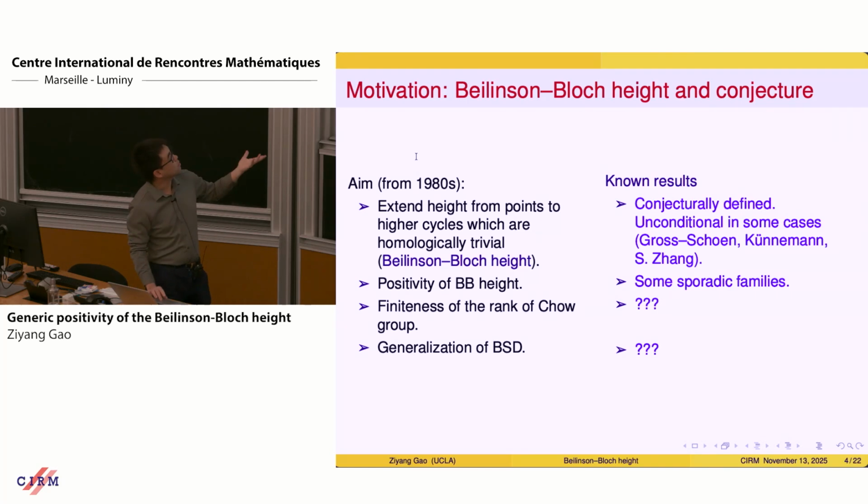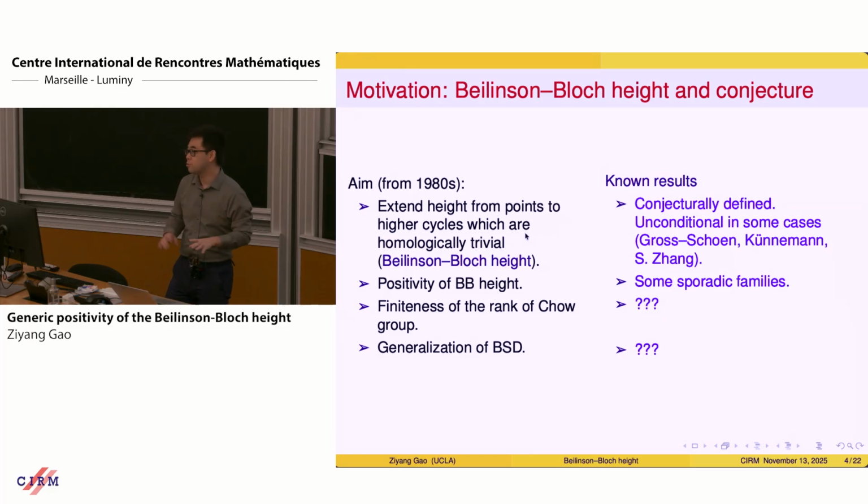And this kind of question was asked independently by Beilinson and Bloch in the 80s. They extend the height of points to the height of homologically trivial cycles. This is usually called the Beilinson-Bloch height. It is conditionally defined, depending on the existence of some good integral model, but in some cases it is unconditional.